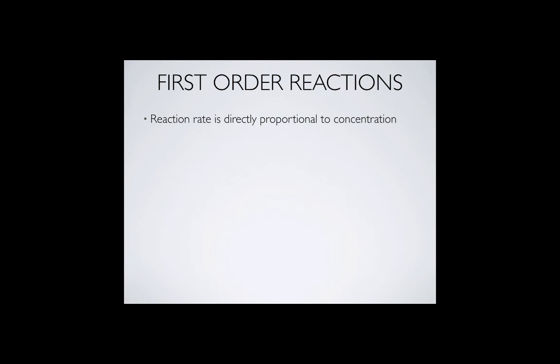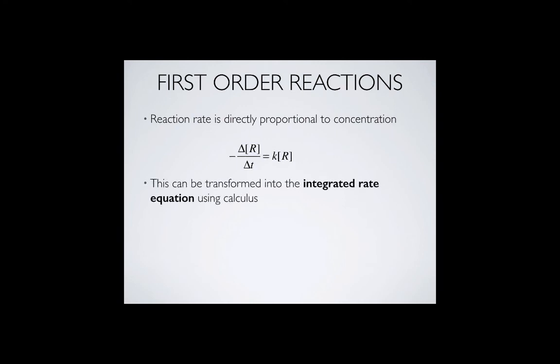Let's look at a first order reaction first. In a first order reaction, the reaction rate and the rate law is directly proportional to concentration, and we get an equation that looks something like this, where the change in R over the change in time, or the change in concentration of a reactant over the change in time, is equal to the rate constant found from the rate law times the concentration of R. And this can be transformed into what we call the integrated rate equation using calculus. We're not going to go through the derivation here. I believe your book does, if you want to take a look at it.